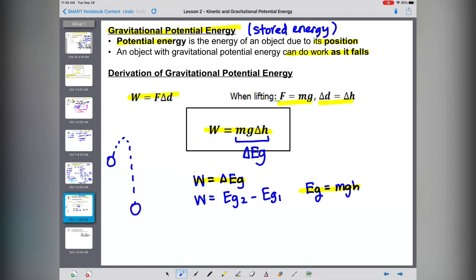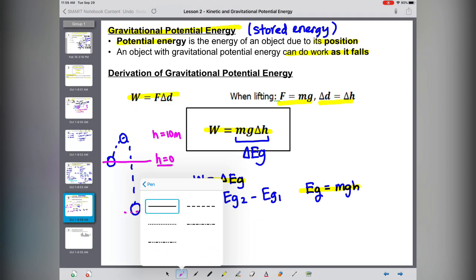It all depends on where you want to call the zero. If I call h equals 0 at this point, this is a positive height. So height here could be, I'm just making this up, 10 meters. But then if this is 0, the height at the bottom here could be minus 20.